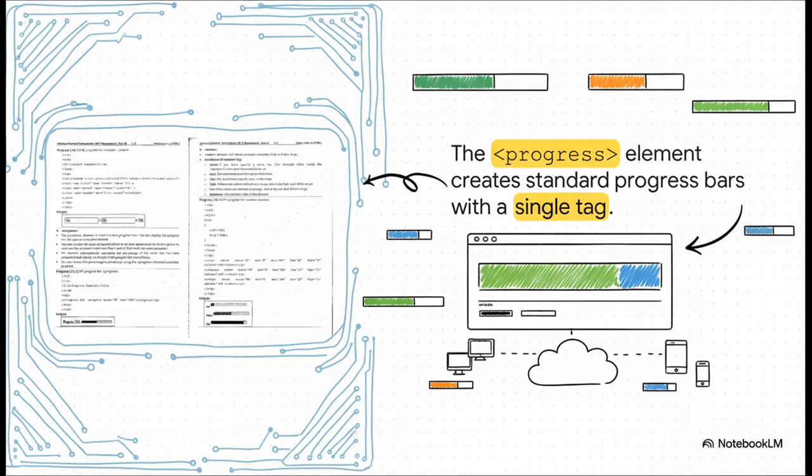And here's a perfect example of that simplicity. Look at that progress bar. That is created with a single, simple HTML tag. Before HTML5, that would have been a tangled mess of divs and custom scripts. Now, it's just one line of code. It's simple, it's accessible, and it makes for a much, much better user experience.